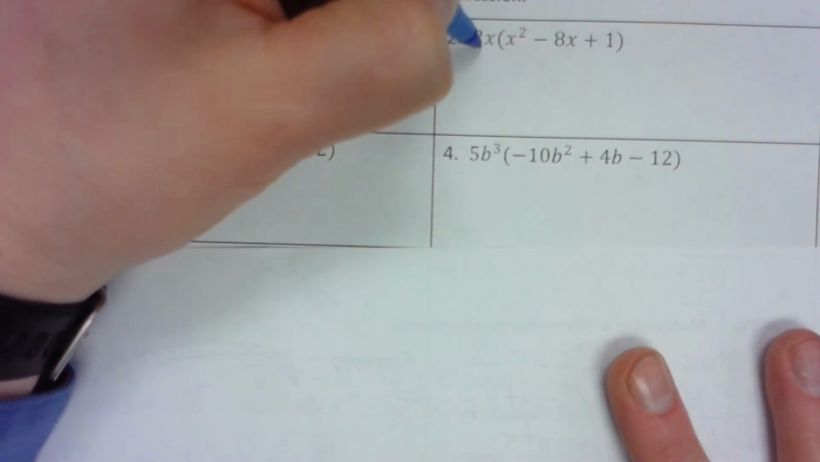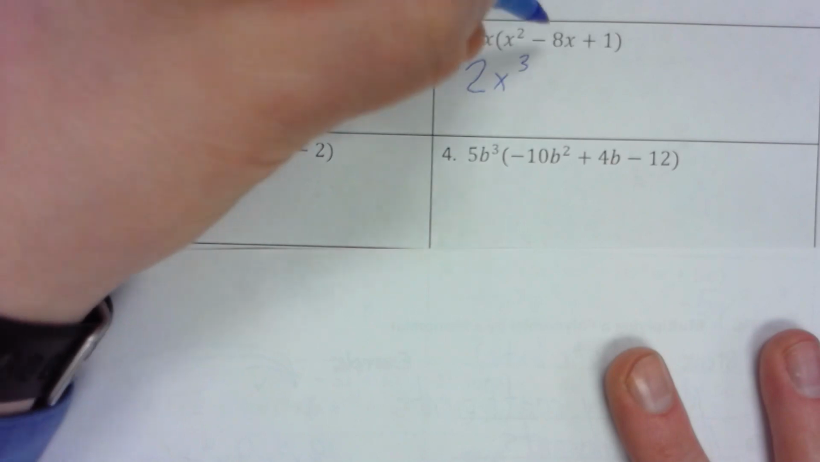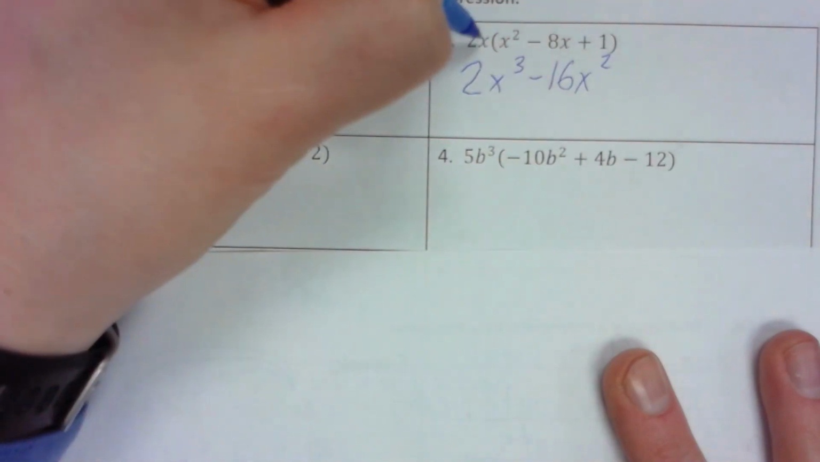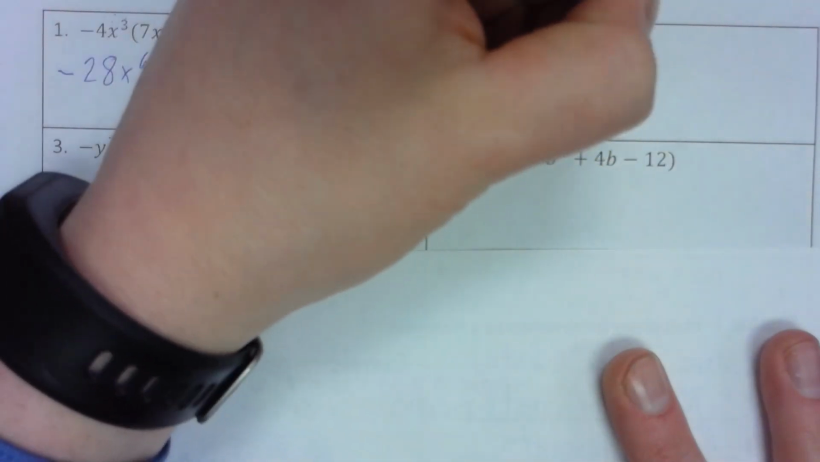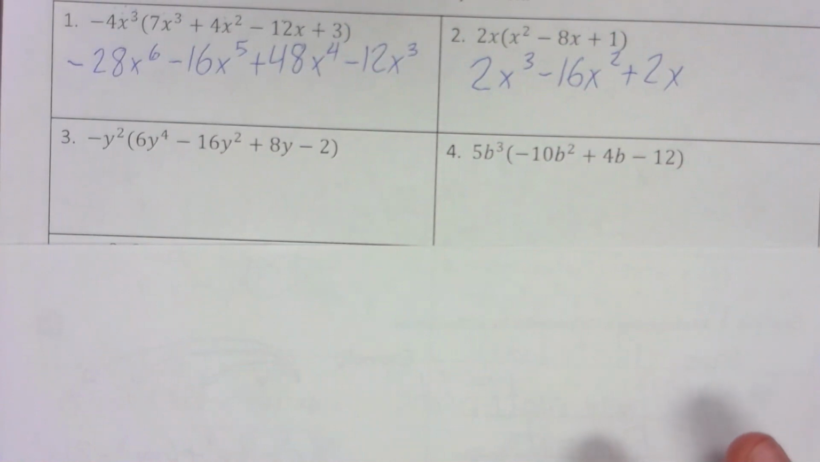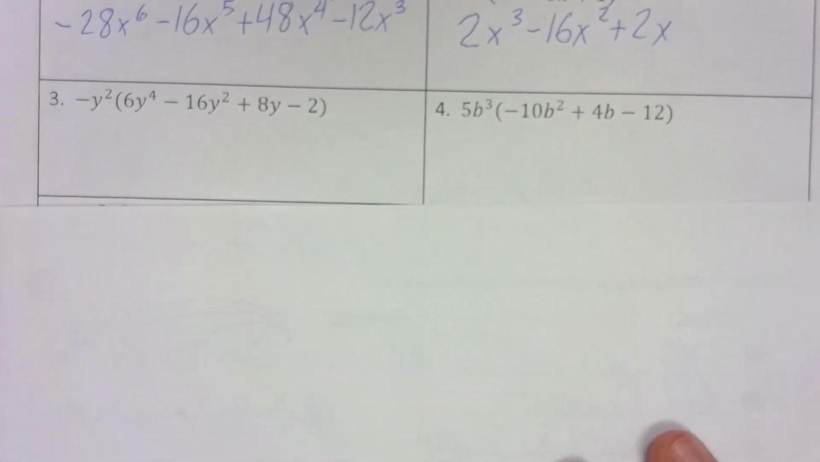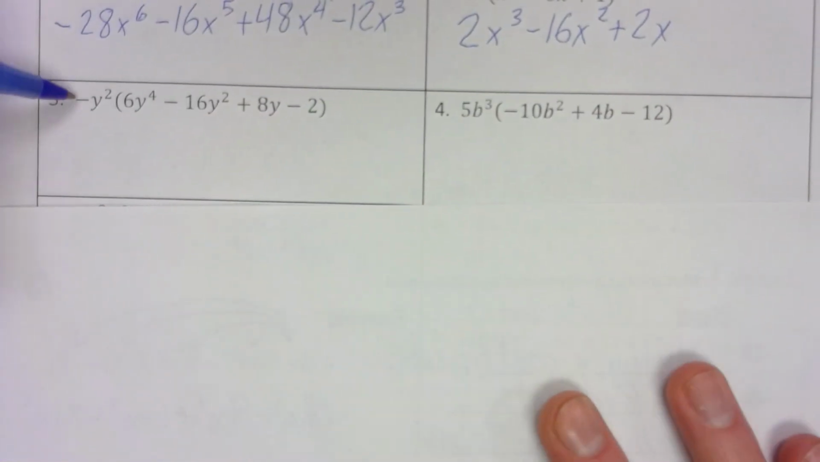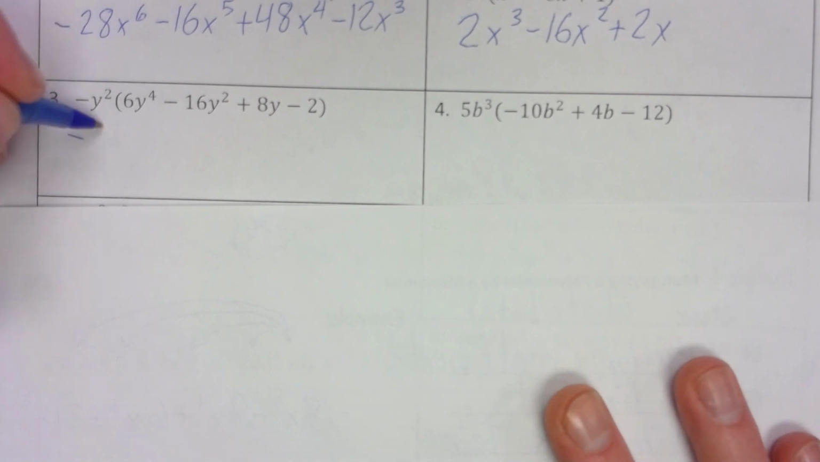So 2x times x squared, well, that's 2 times 1 is 2. x times x squared is x to the third. 2 times negative 8 is negative 16. X times x is x squared. 2x times 1 is 2x.